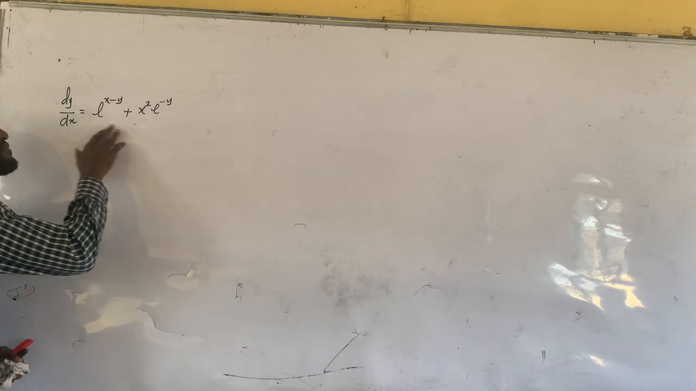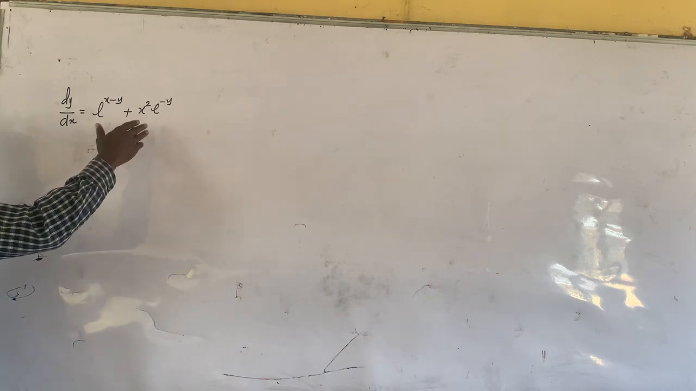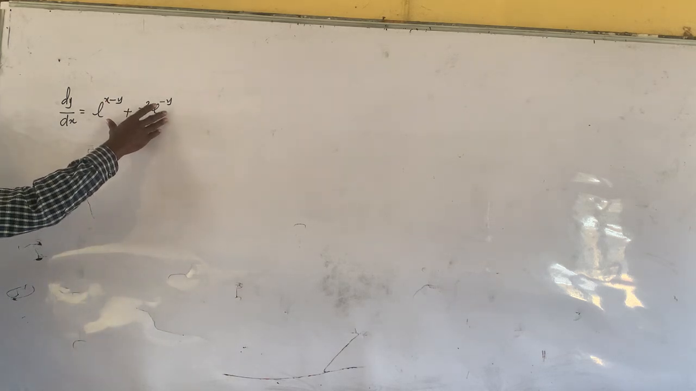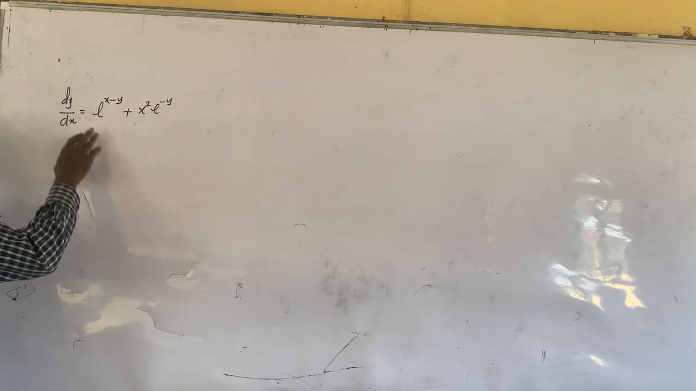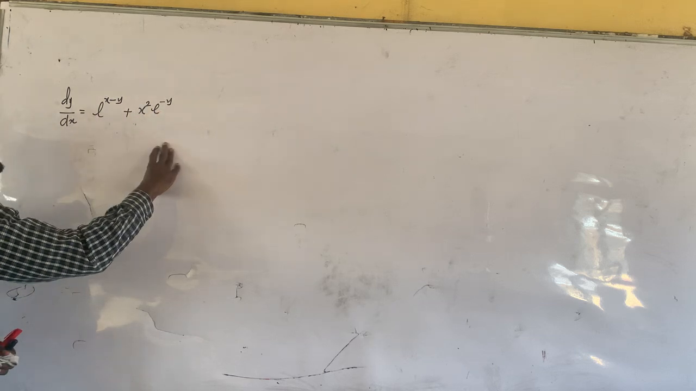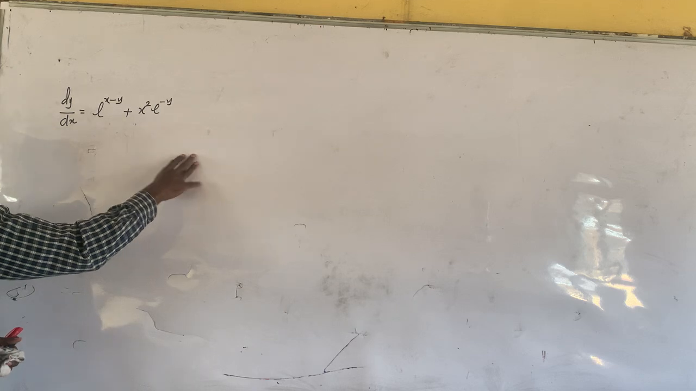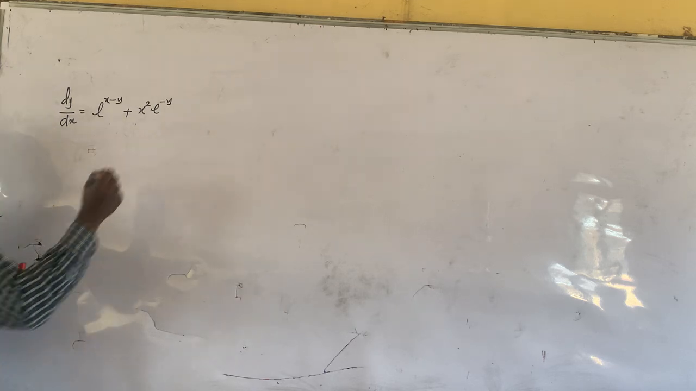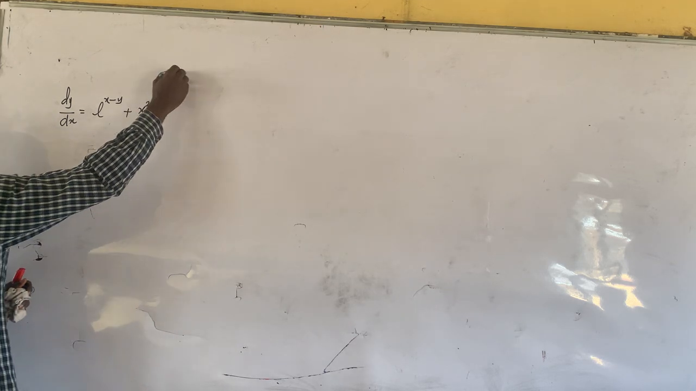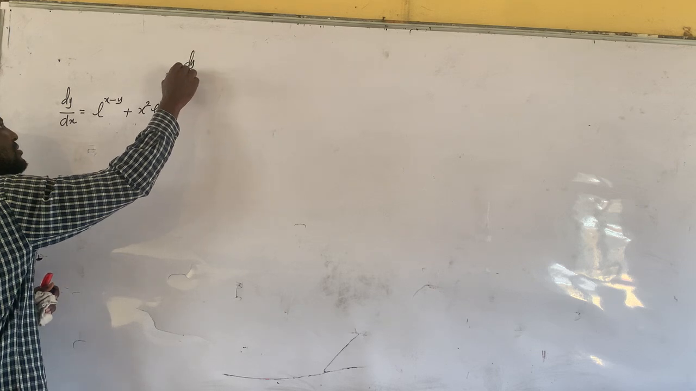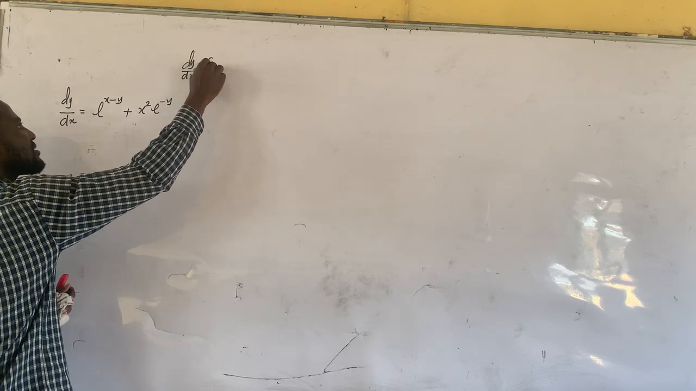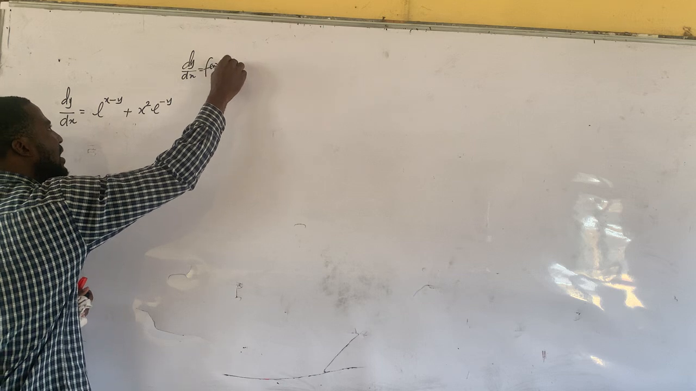And to know if it's a variable separable differential equation, it means the expression of x should be separated completely from the expression of y. That is, we should be able to write it in the form dy with respect to dx equals f of x separate, g of y separate.